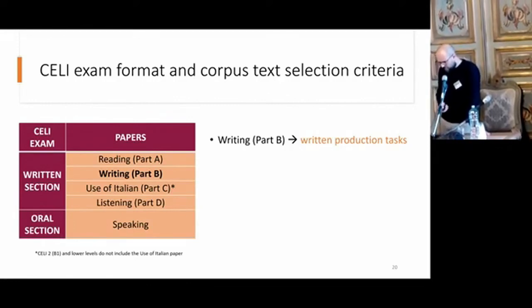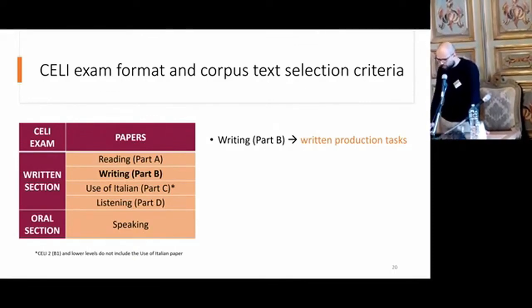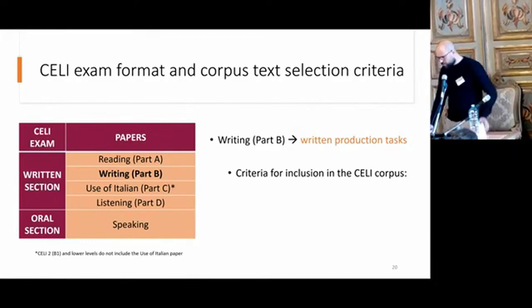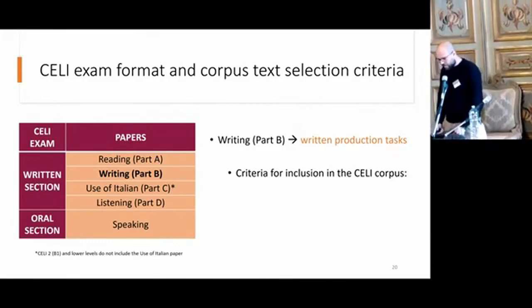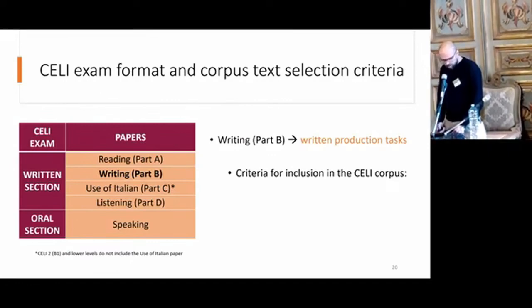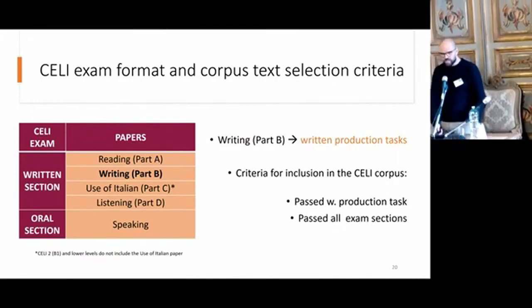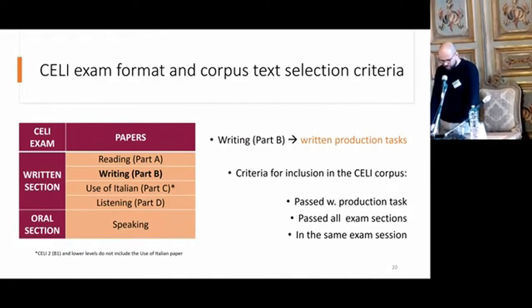In fact, candidates that take a CELI exam have to produce a certain number of written productions. And what are the criteria that we use for the inclusion of these written texts in the CELI corpus? Candidates had to have passed the written production task. They had to have passed the whole exam session, all of the exam sections, and they had to have passed them in the same exam session. This is connected to what Stefania said before about the reliability of attribution to proficiency levels.